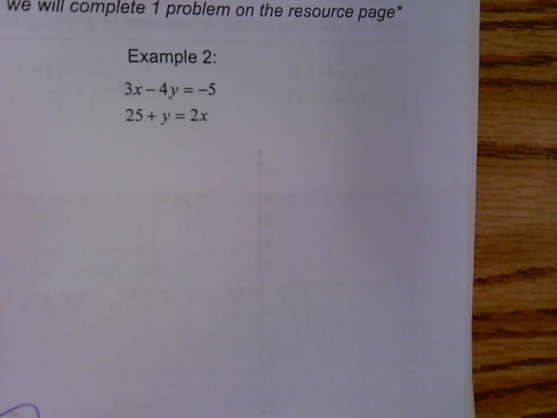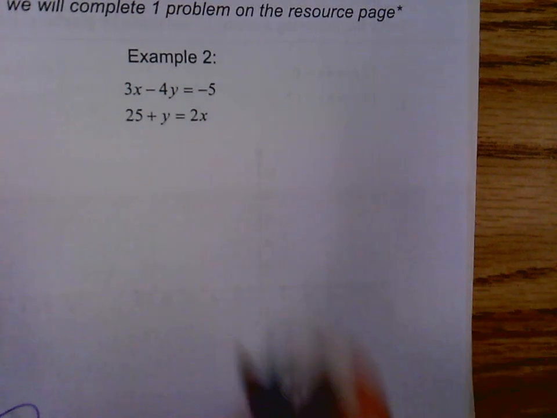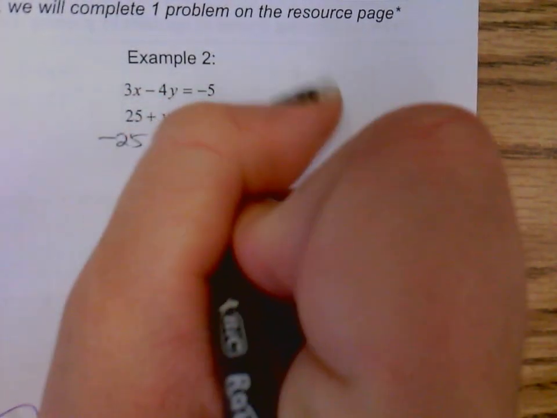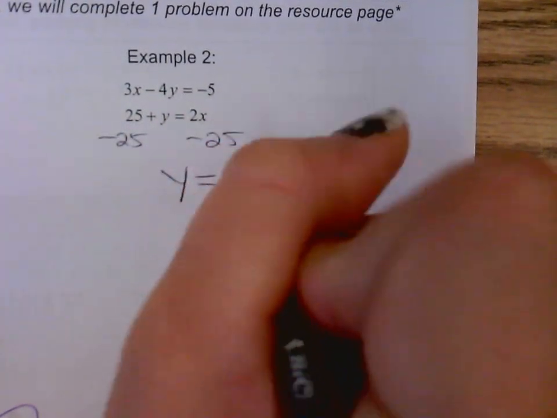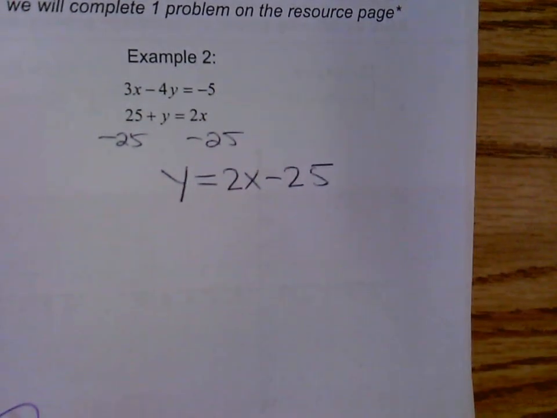Which variable? The 3x, the negative 4y, the y, or the 2x do you think is easy to get by itself? That y right there, right? Because in one step, I can get y by itself. All I have to do is subtract the 25 to the other side. So I'm going to subtract 25, so I have y equals 2x minus 25, right? Because those are not like terms.